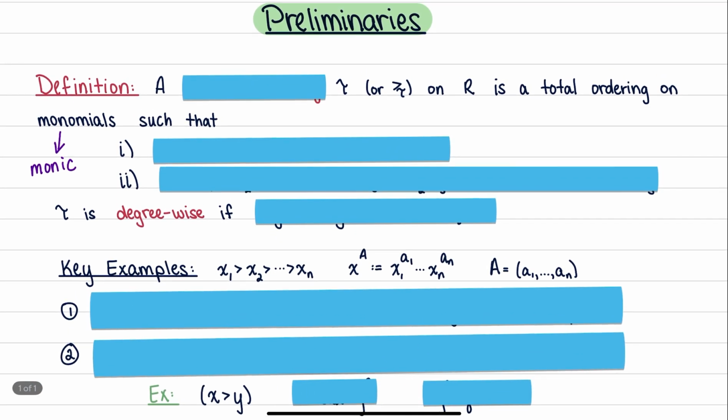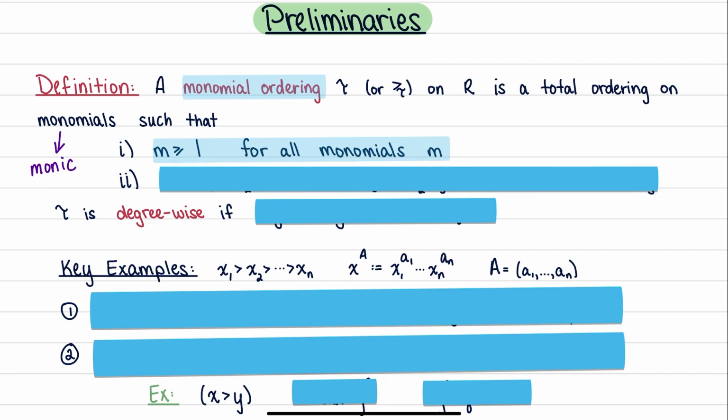So the first definition I have is a monomial ordering. And this is going to be a total ordering on monomials. And when I say monomials, I'm going to mean monic. So I don't care about their coefficient. I'm just looking at the variables. And a total ordering means that if you hand me any two monomials, I can always tell you which one is larger.